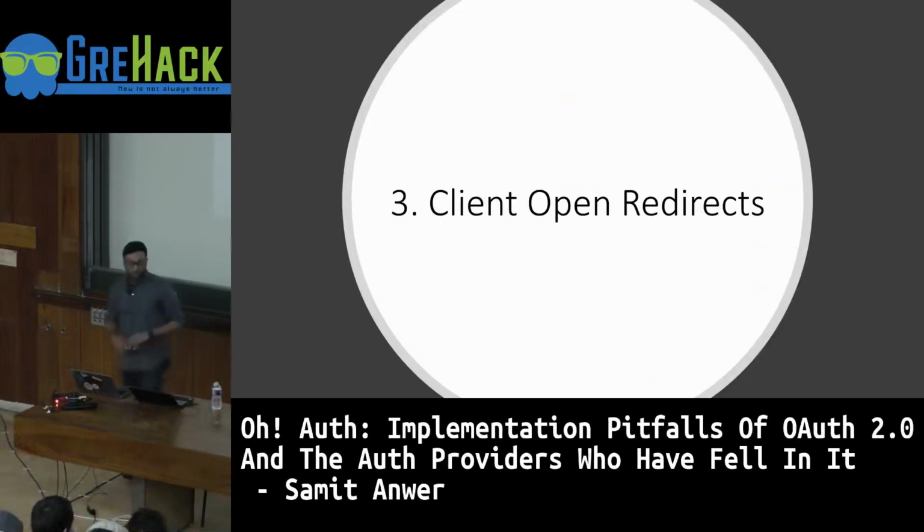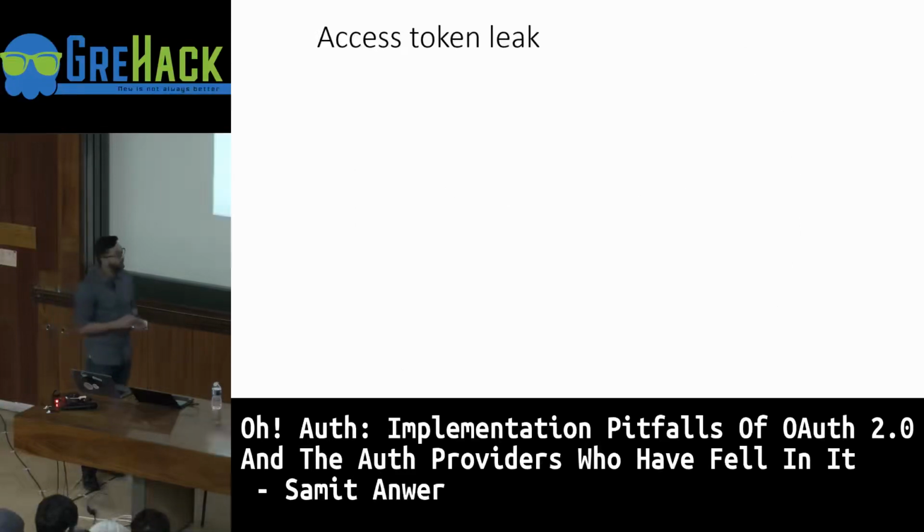Now this brings me to the most famous of all, I mean the most widely spread attacks that happen on OAuth, which is basically occurring because of client-side open redirects. And as a result of this attack, generally you end up losing or leaking your access tokens and authorization codes.